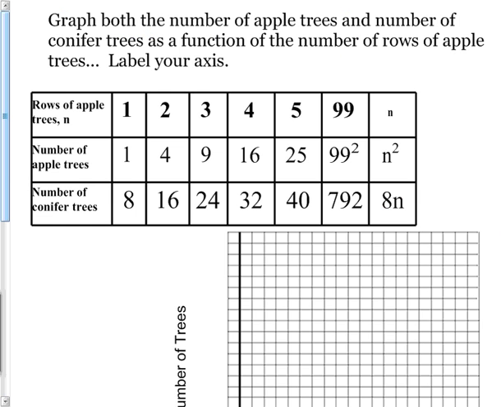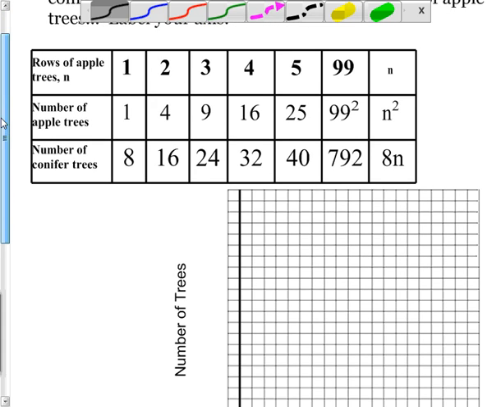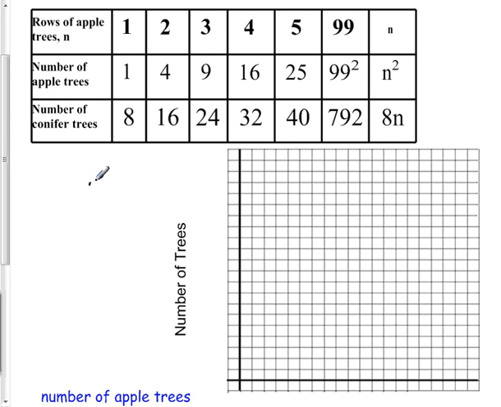Okay, so we've got our table all filled in here. The next question says, graph both the number of apple trees and the number of conifer trees as a function of the number of rows of apple trees. Label your axes. So let's label our axes first. What we're going to do is use the x is going to be our rows of apple trees. So what I'm going to do is go up by 1. Well, let's go every other one.